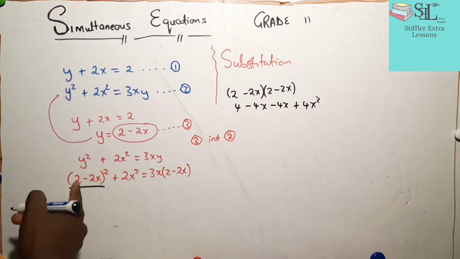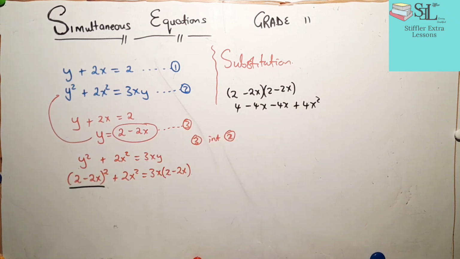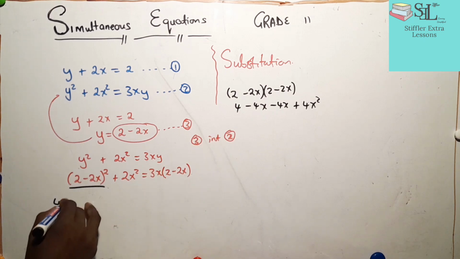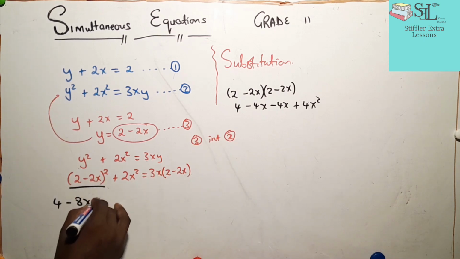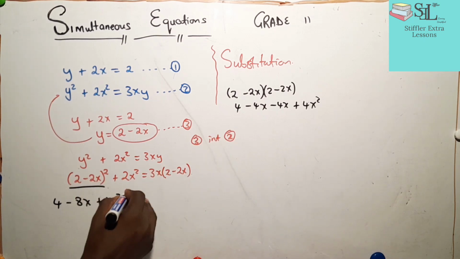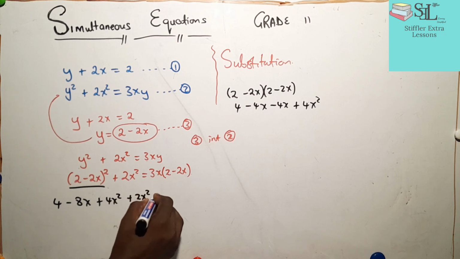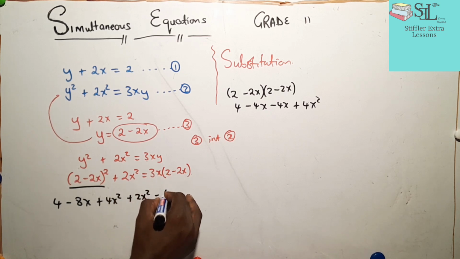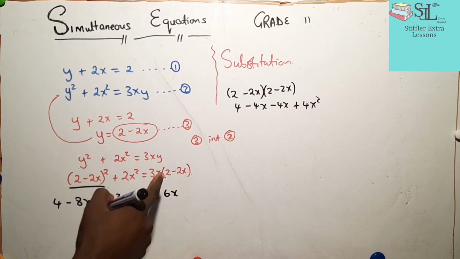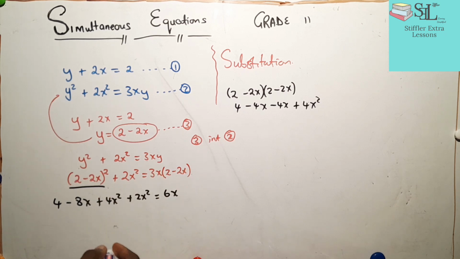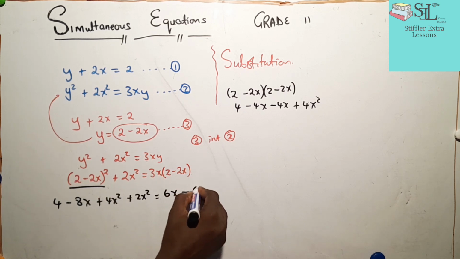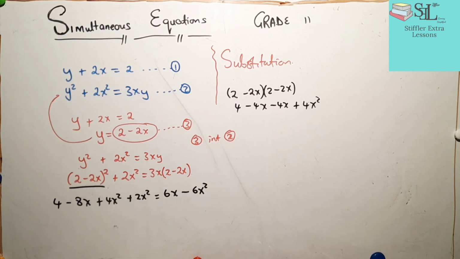So we can replace this by what we've just multiplied out. The negative 4x and negative 4x give us negative 8x, plus 4x squared plus 2x squared will be equal to, and you can multiply out this bracket as well. 3x multiplied by 2 gives us 6x, and 3x multiplied by negative 2x gives us negative 6x squared. Now we can take everything to this side, group the like terms, and then add the like terms.